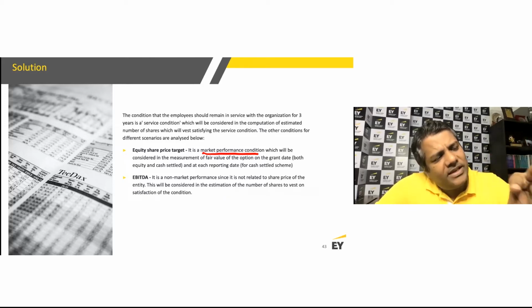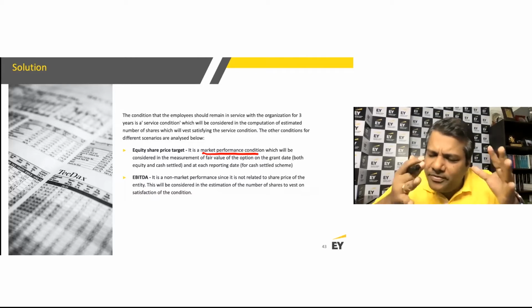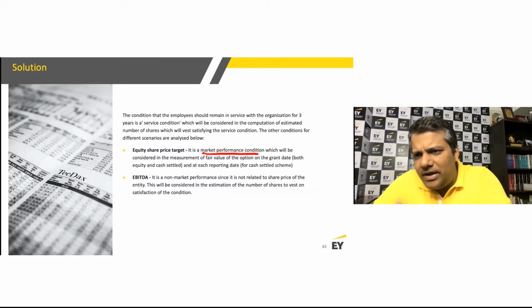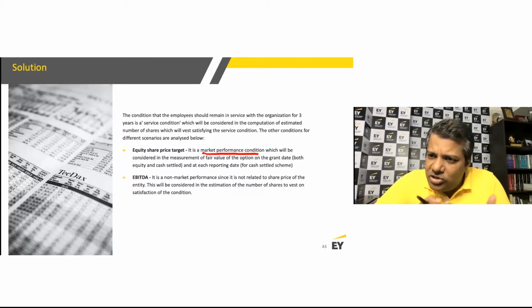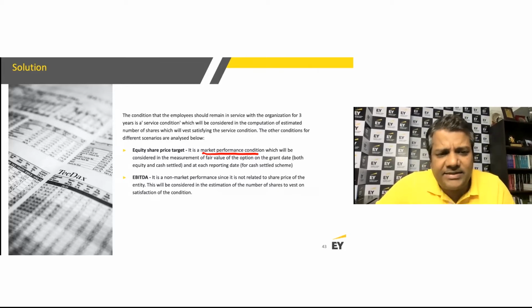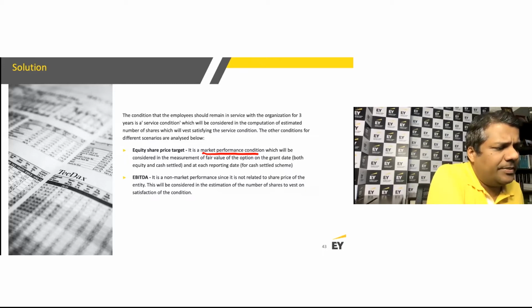Whereas the market-based uncertainty, so to say, is considered as an input in determination of the fair value of the option itself. So it in a way depresses the fair value of the option, but once determined and the service condition is met, you need to record the compensation cost. Whereas in a non-market performance condition, which is linked to revenue or EBITDA or other targets, if the non-market performance condition is not met, but the service condition is met, the compensation cost is allowed to be reversed. That is the difference in accounting between this and this.